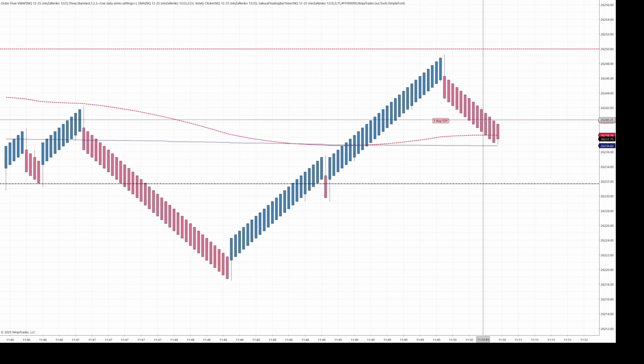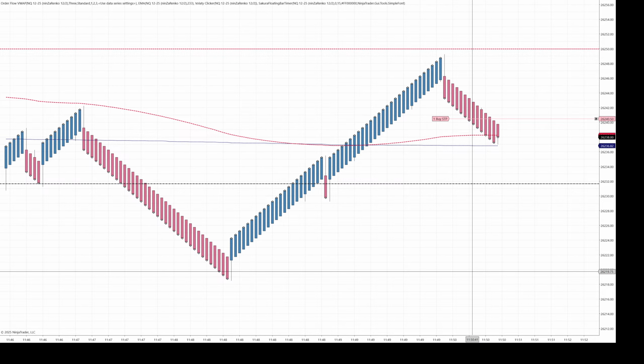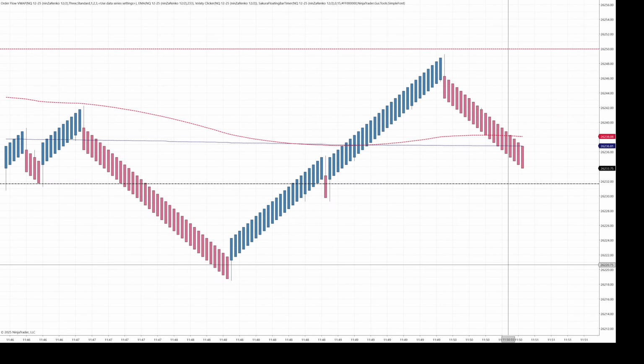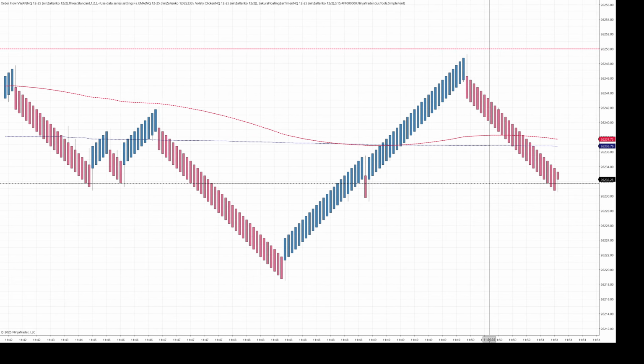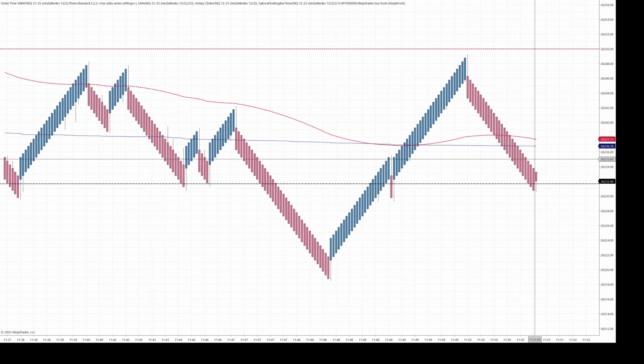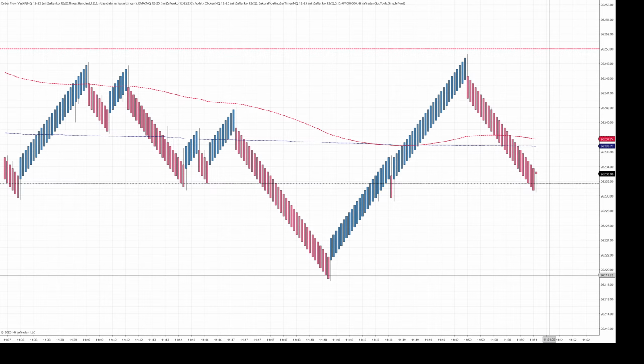Okay, this is a potential bounce area here. Let's see if we get the bounce. Nope. We did not get the bounce. But now we can go bearish again, if we go back up, retest, and go down.